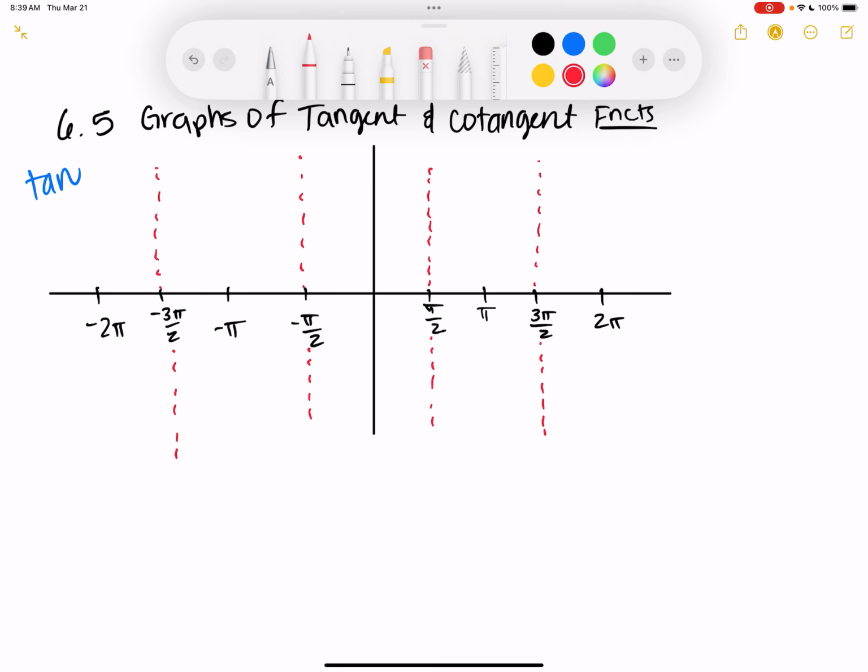And these are lines that the graph cannot cross. So if you were to be going out to 4 pi, okay, we would have more asymptote lines getting drawn. Then the tangent graph, what it does is it actually comes up by that asymptote, and it comes through that point 0 and kind of changes the concavity of it going up. And it looks like that all the way across. So same thing here.